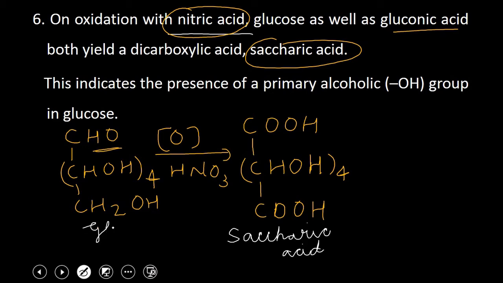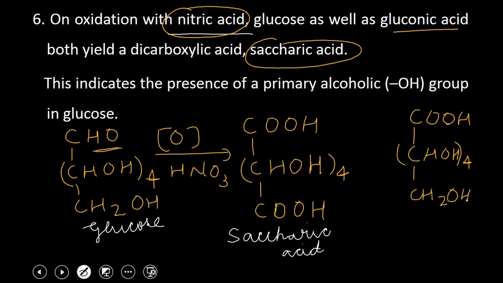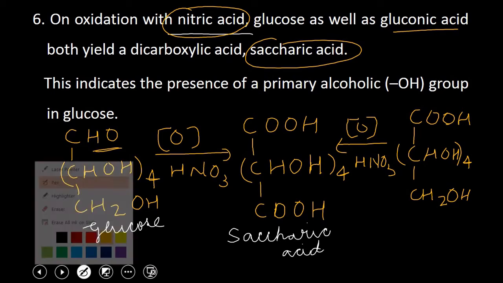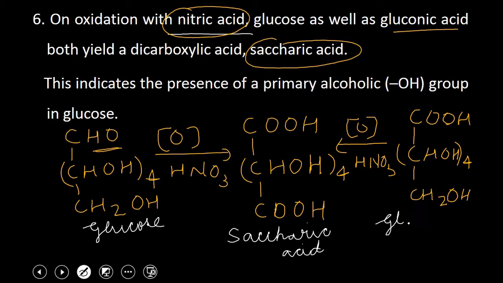So this was glucose. Now children, I am writing here gluconic acid, which we discussed in a previous slide when glucose was treated with a mild oxidizing agent like bromine water. So we got gluconic acid. Gluconic acid has the formula COOH, CHOH whole 4, CH2OH. This is gluconic acid. So when gluconic acid is oxidized with nitric acid, we also get the same product. So what does it indicate? It indicates the presence of a primary alcoholic group in glucose. So I hope children this point is clear to you.